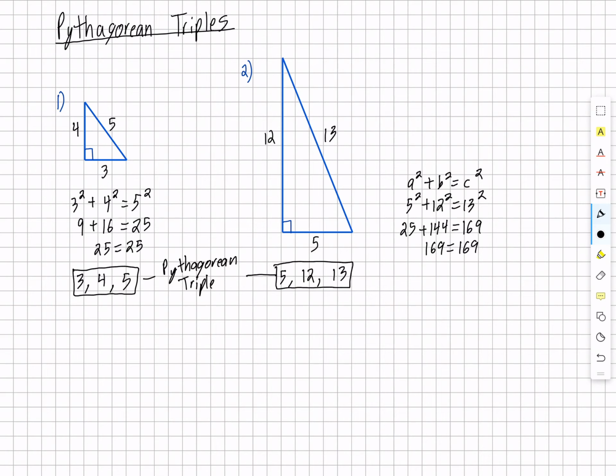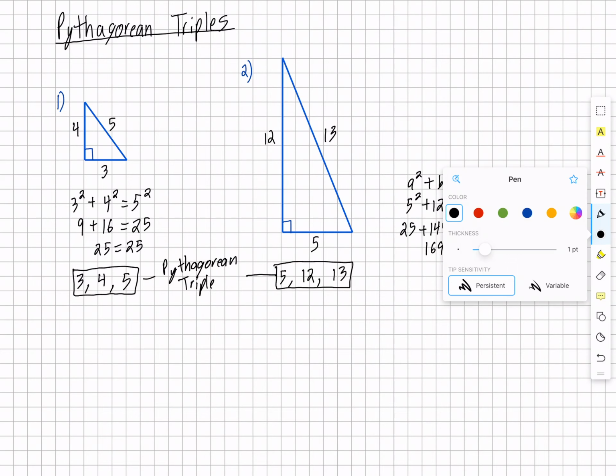And there are lots of these to explore. These two examples are some of the simplest ones. And so one thing that's also interesting about these is that they can be manipulated and changed.